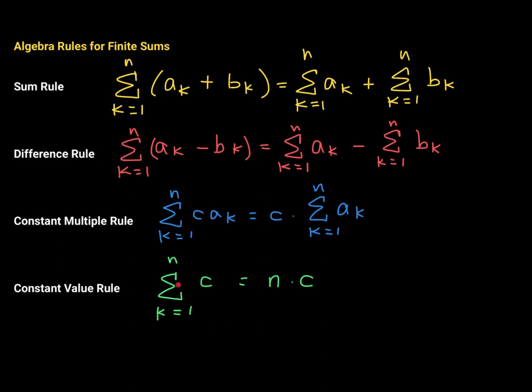Also, the sum of just a constant. The c is just a constant. As k goes from 1 to n is just n of those constants. So n times c.